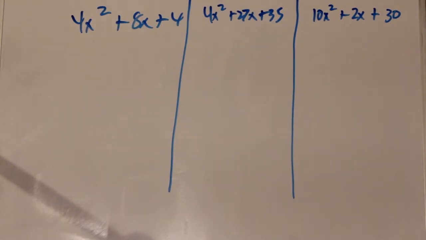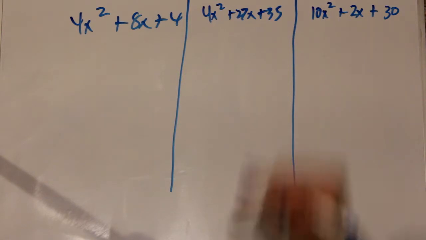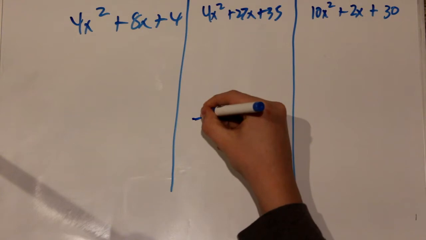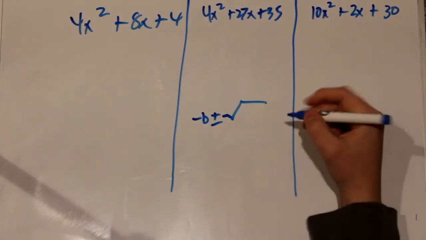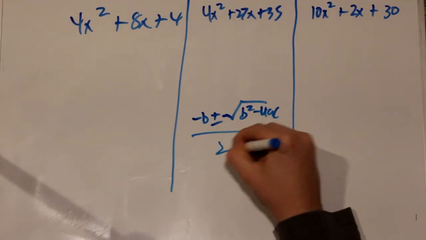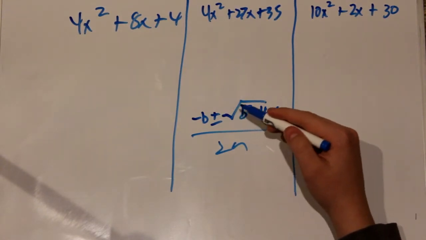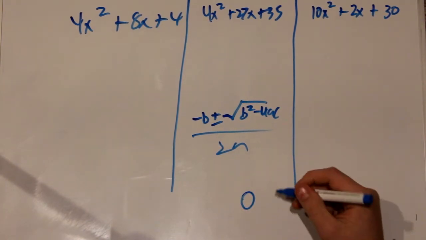Okay, so now we're going to determine the number of solutions based on the discriminant. The discriminant in this case is the square root of b squared minus 4ac. And I'll show you why right now. In the quadratic formula, negative b plus or minus the square root of b squared minus 4ac over 2a. If that is negative, it will have no solution because you cannot find the square root of a negative. Therefore, there are 0 answers if it is negative.